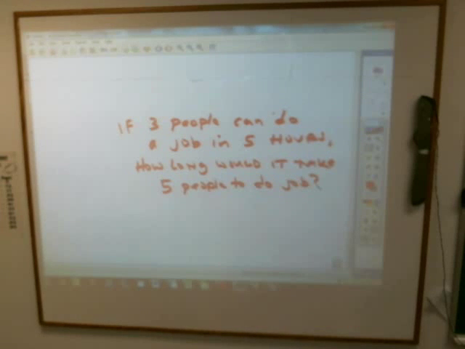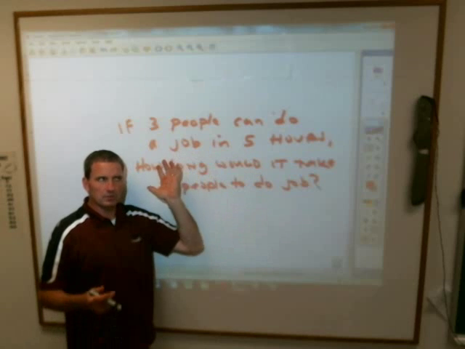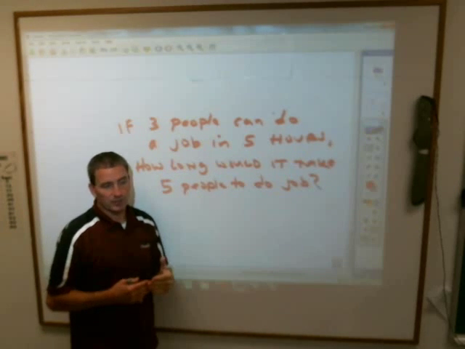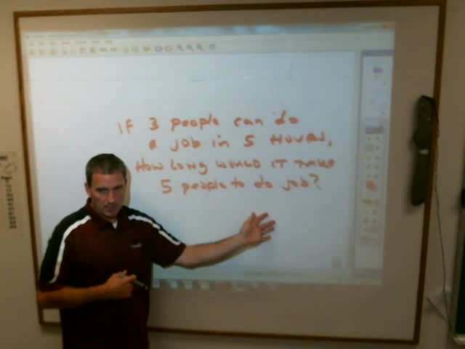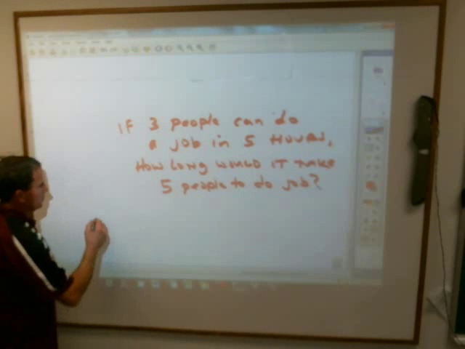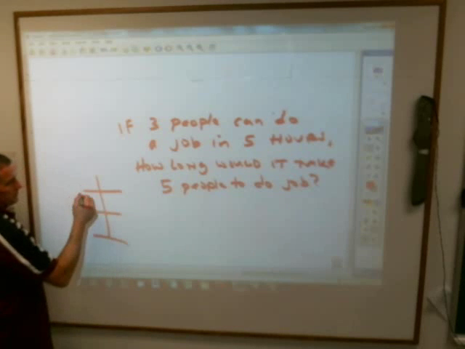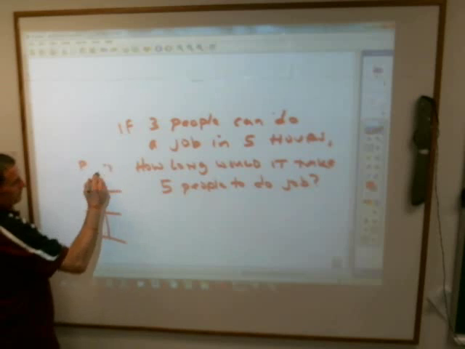Now, the first thing you want to do is sit back and ask what kind of variation that is. If you have more people, is it going to take longer to do the job or fewer hours? Fewer hours. So that's inverse variation, because the more people you have, the other one's going to go down. Look how easy this is. You can just make this table.